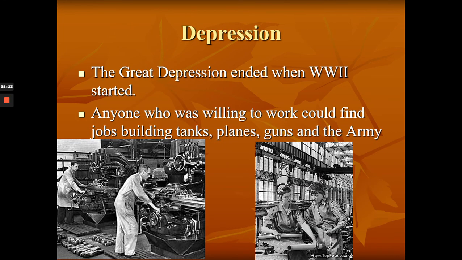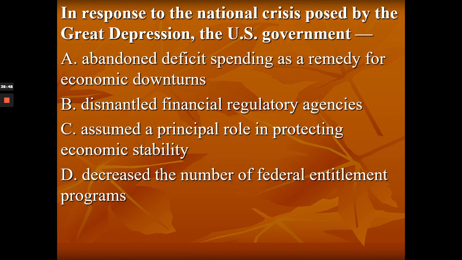The Great Depression ended when World War II started. Because you take men and women off the unemployment line and you put them to work in the army, you put them to work in factories making tanks and bullets, army uniforms, and then the army swelled to millions, like 30 million people. So there were no unemployed people in the 1940s during World War II. So the Great Depression ended.